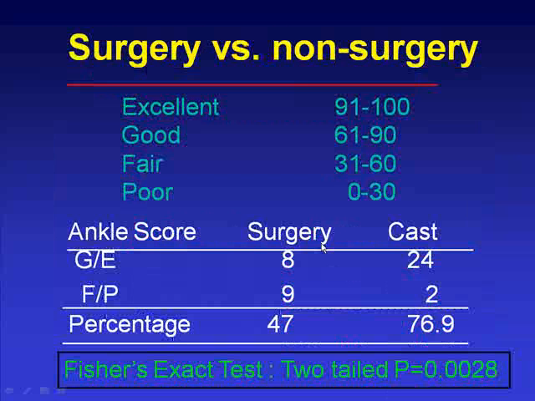We grouped patients as excellent, good, fair, and poor based on ankle score. We found about 50% of the patients in the surgery group have a good or excellent ankle score. In contrast, about 77% of the patients in the cast group have a good or excellent ankle score.